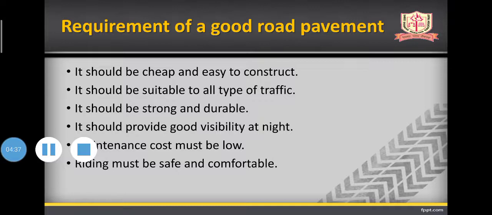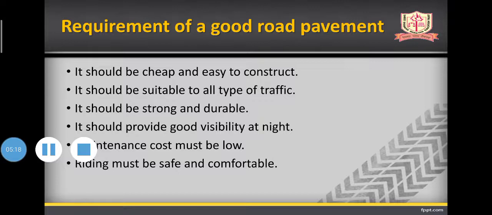The maintenance cost must be low. If we use good quality material and also if we follow the construction steps, then obviously the maintenance cost will be low. If we are not following the construction steps or we are not using good quality material, then obviously the defects will be seen within a year. If defects are seen, then obviously the maintenance cost will be increased. If maintenance cost is increased, then that road is not economical. So the road should be economical, so the maintenance cost should be low.